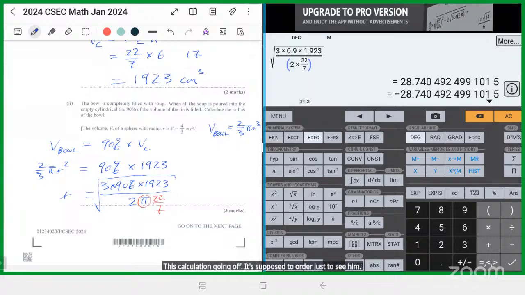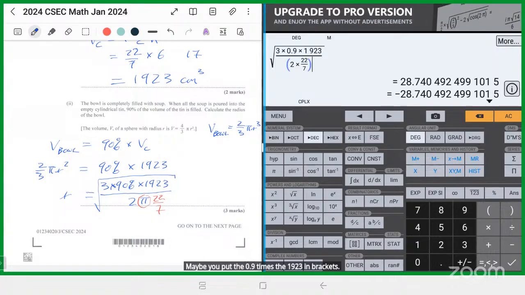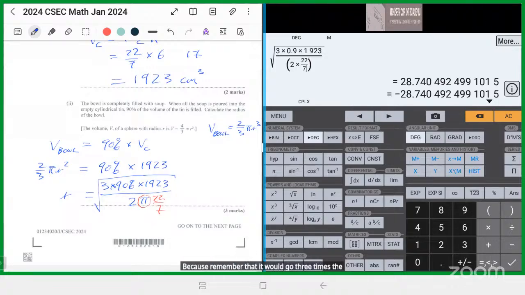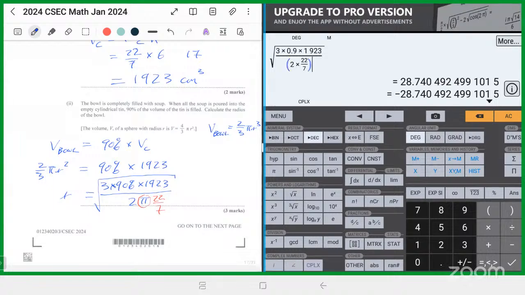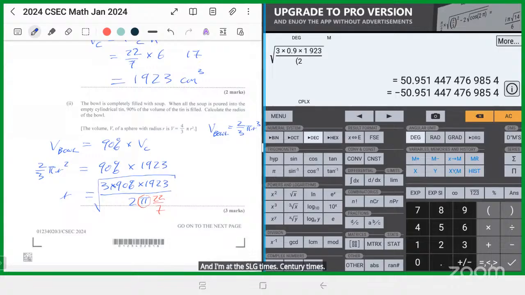Sir, maybe you put the 0.9 times the 1923 in brackets, because it doesn't go by the order. I changed the 90% a while ago. I was saying that you put the 0.9 times the 1923 in brackets, because remember that it will go 3 times the 0.9. So try to work it piece by piece. I'm working piece by piece.